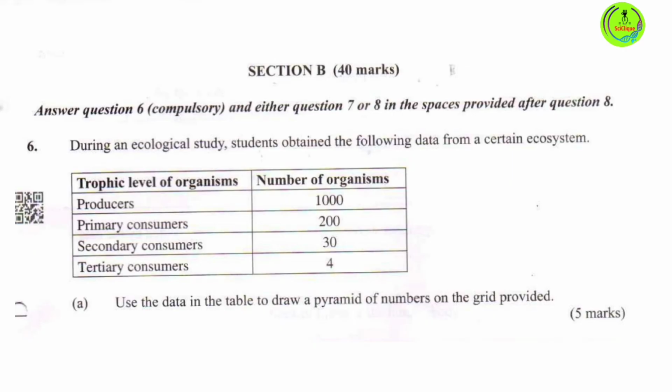Proceeding to question 6, during an ecological study, students obtain the following data from a certain ecosystem. Okay, so we have the trophic level of organisms and the number of organisms found in each trophic level. So for example, the producers are 1,000, primary consumers 200, secondary 30, and the tertiary consumers are 4. So you are expected to use the data in the table to draw a pyramid of numbers on the grid provided.